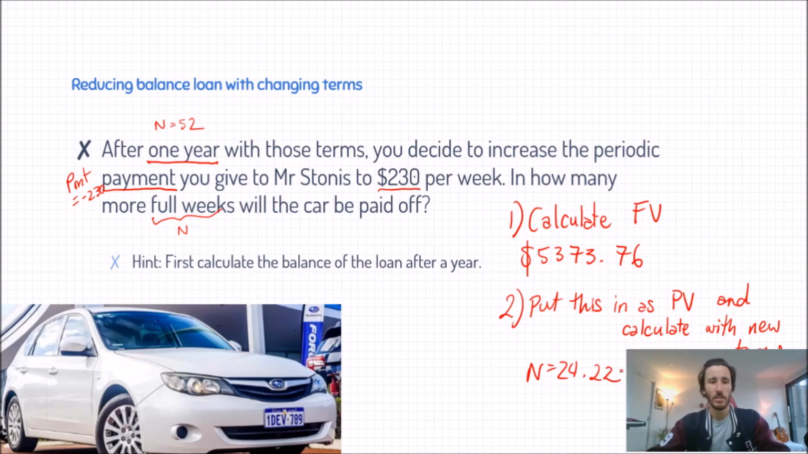But this question's asking for full weeks, and actually the question doesn't even need to say that. You need to know that after 24 weeks, this loan isn't fully paid off. It's only after 25 weeks that the loan is actually paid off. Because after 24 weeks, there's still a small amount to pay. It's not a full payment, so it's not going to be another 230, but it'll be still a small amount to be paid. So this is one of those cases where you need to round up no matter what this decimal is at.